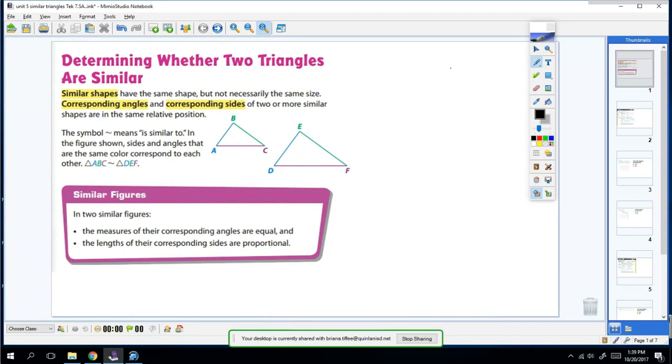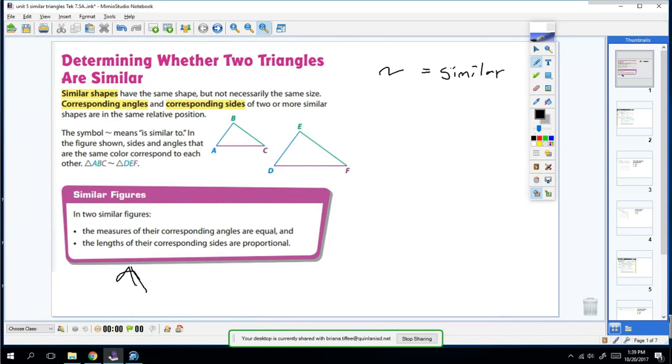Corresponding angles and corresponding sides of two or more similar shapes are in the same relative position. So we'll talk more about that when we get down to the rules right here. But first, what we gotta do is the symbol. This squiggly symbol is similar. So the little squiggly means similar.